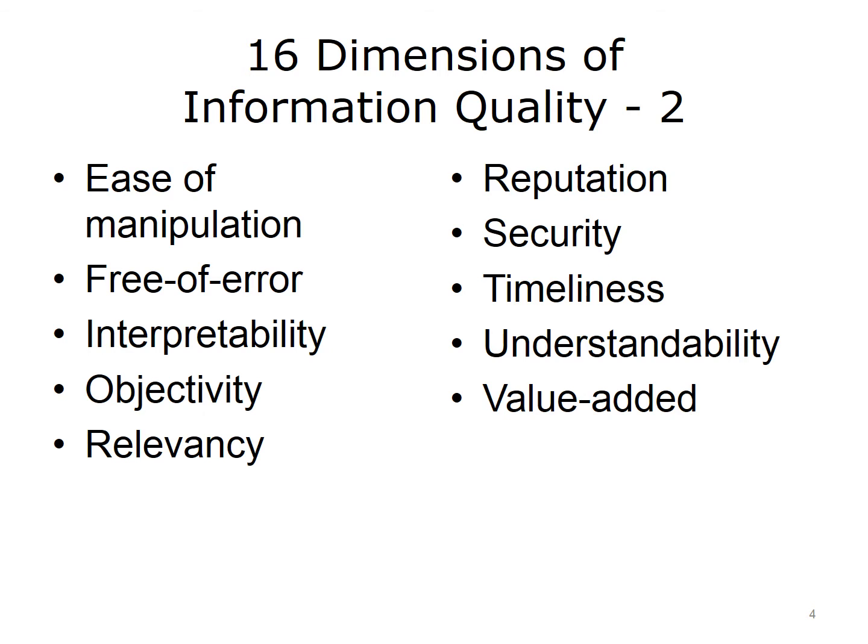Interpretability. The extent to which data is in appropriate languages, symbols, and units, and the definitions are clear. Objectivity. The extent to which the data is unbiased, unprejudiced, and impartial. In addition to human-introduced bias, information bias can also occur from poorly calibrated equipment, poorly crafted information collection tools, such as questionnaires, and a multitude of other sources.